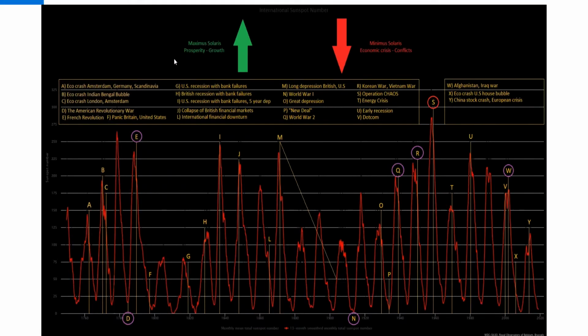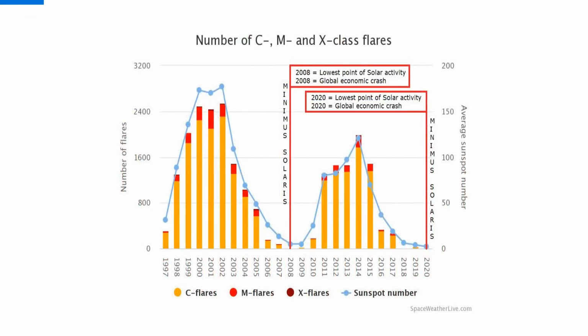And so another thing that I highlighted here is Maximus Solaris, prosperity, growth, Minimus Solaris, economic crisis, conflicts, wars, like pandemic events. So as I said, this is done by design. Okay, this is my opinion. When I say this is made by design. Okay, all the other things are not my opinion, are facts. Okay, so let's go.